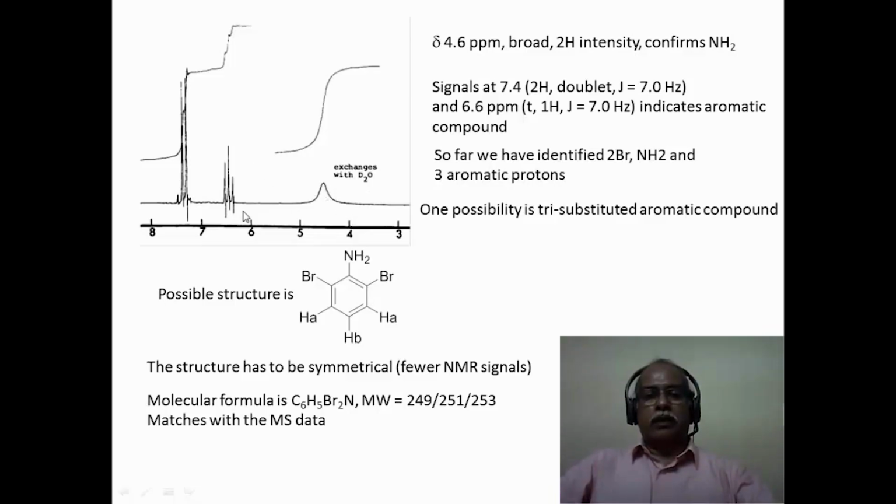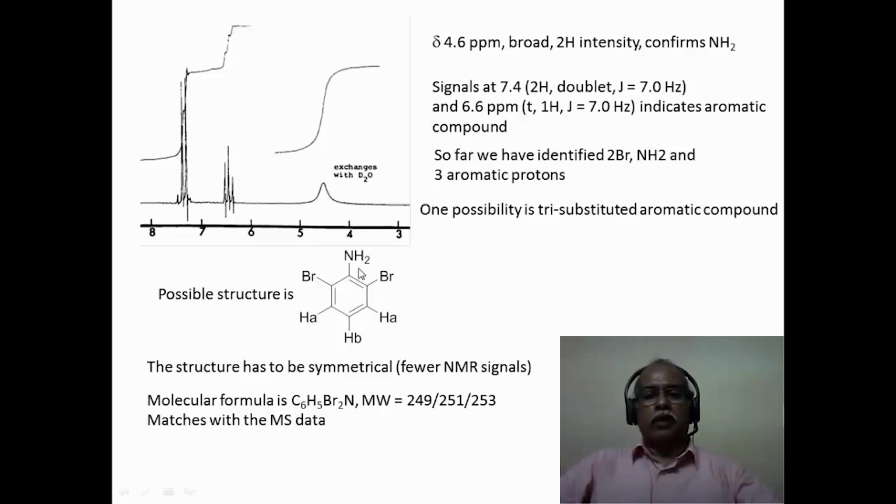What gave the clue that it is a tri-substituted derivative is the presence of 3 hydrogens in the aromatic region. So 3 other positions must be occupied by substituents. We had already identified 2 bromines and 1 amino group, and these are the most likely substituents in the molecule, and we place them in adjacent positions, leaving the other 3 positions for the hydrogens, so that the HA can be split into a doublet by HB. So this is HA, with 2 hydrogen intensity, and the HB is split by the HA into a triplet.